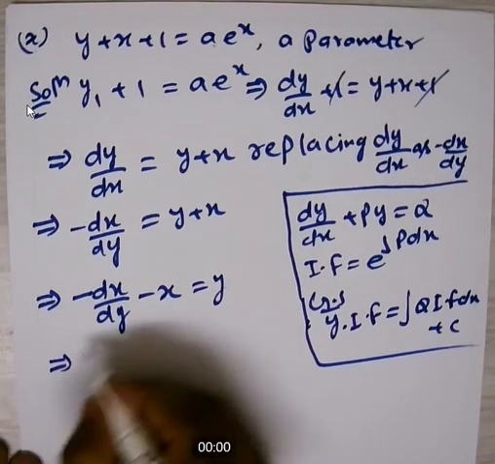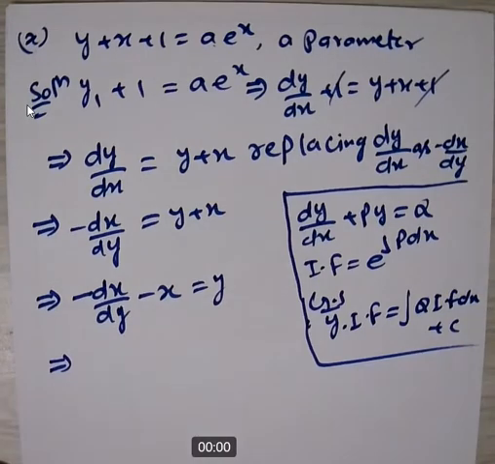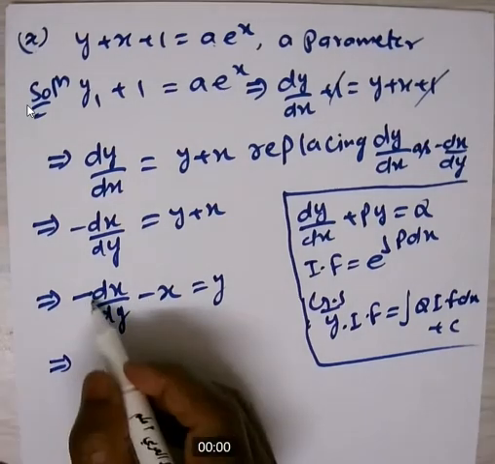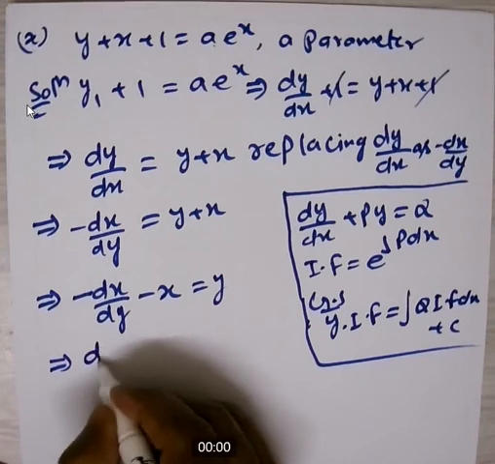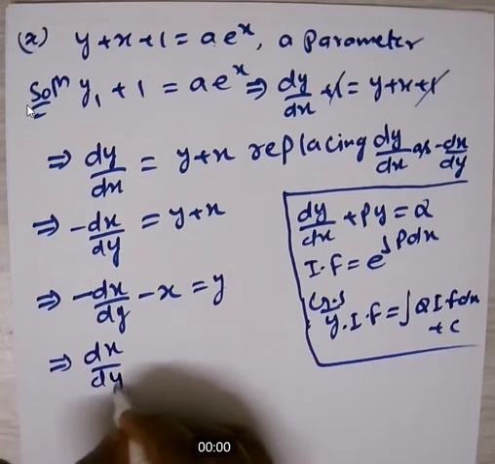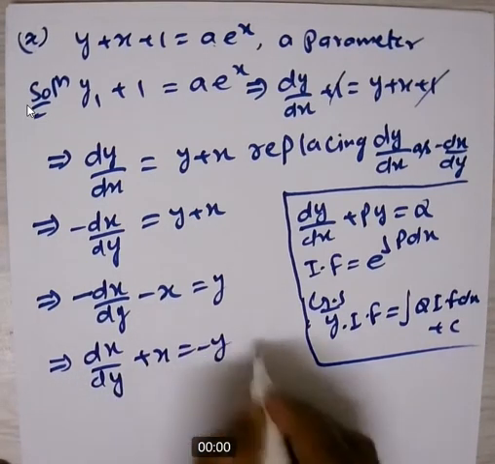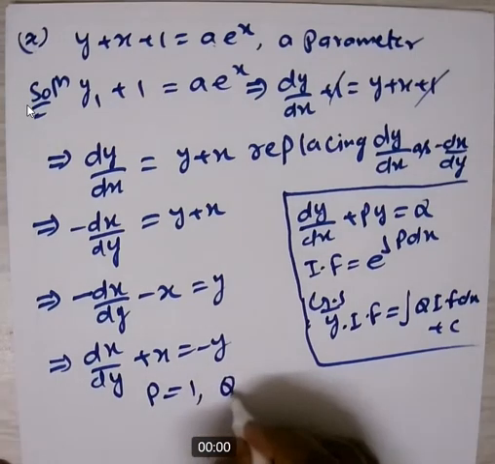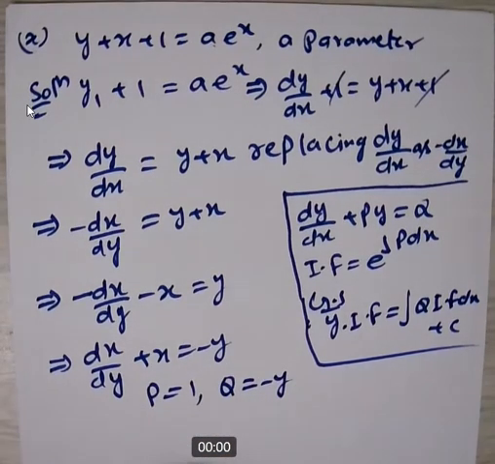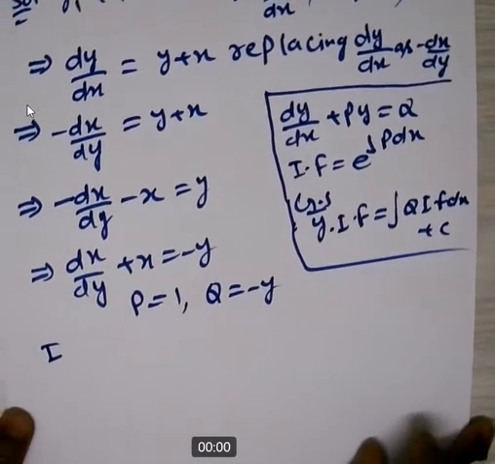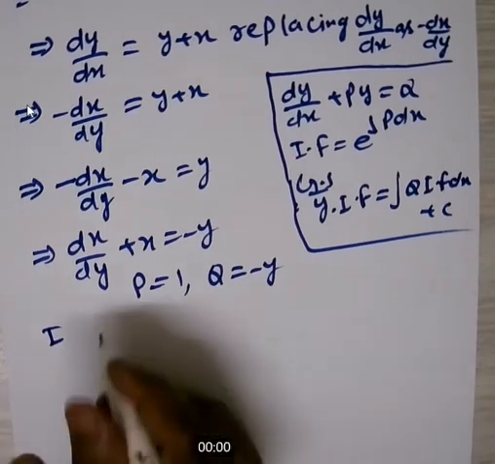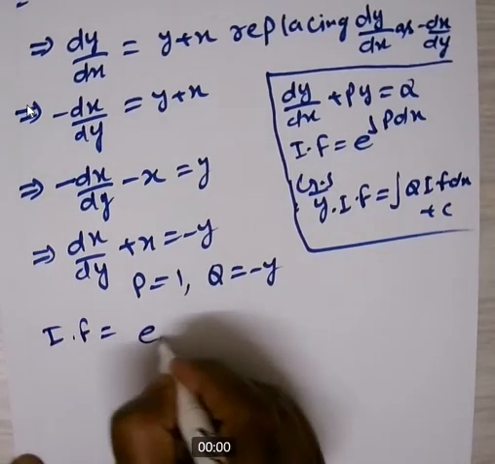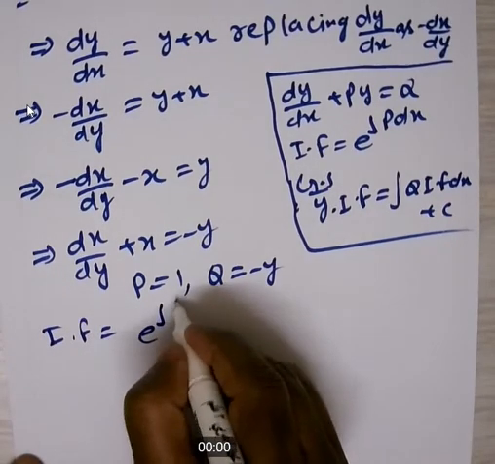Now this is not a linear differential equation because of the minus here. So what you have to do? Multiply with minus. So it becomes dx dy plus x equal to minus y. When you compare, we get p equal to 1 and q is equal to minus y. So the integrating factor is e power integral p dx.